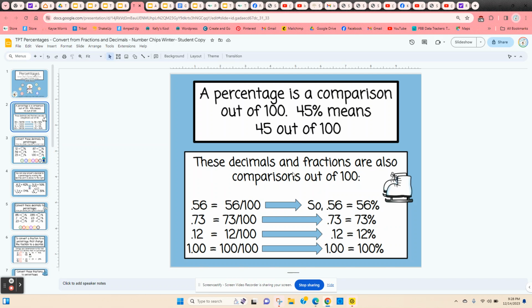And it gives the students some very basic decimals to percentages. So if we read this decimal correctly, it's 56 hundredths, which is the same as 56 hundredths as a fraction, which would make it 56% because we're comparing out of 100. 73 hundredths as a fraction, 73%, and so on. And then one whole is going to be 100%.